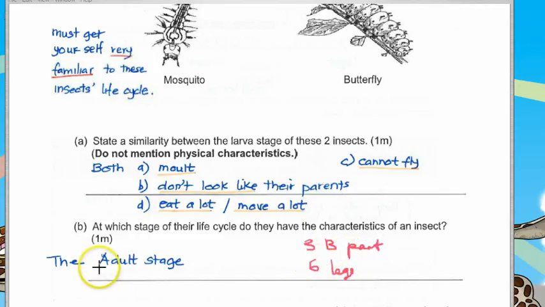Only in the adult stage can you see this physical characteristic. You can see the legs, you can see the body parts. Not when they are mosquito larvae, not when they are an egg or pupa. That is what you should understand. Okay, next.